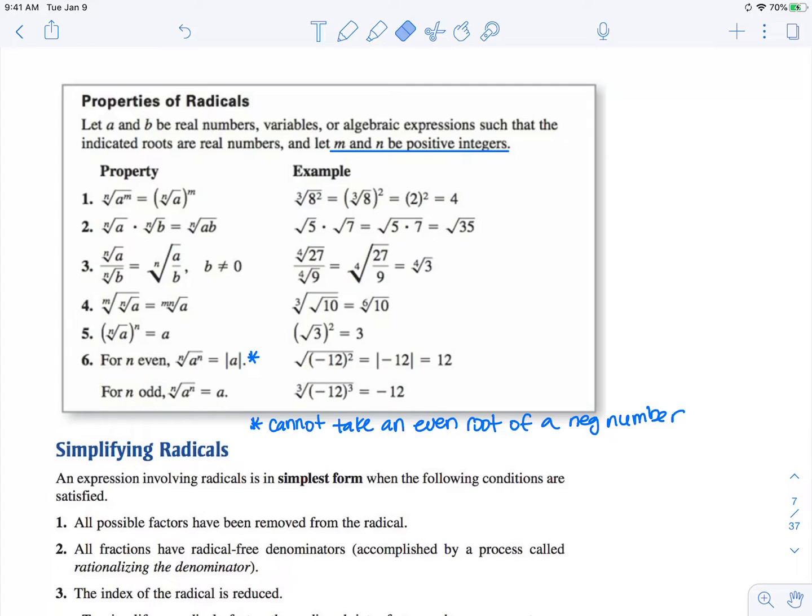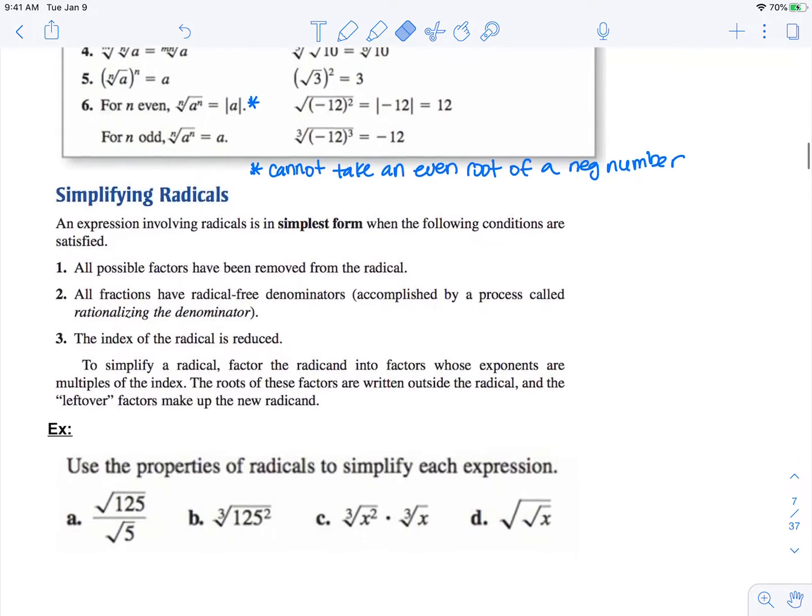Look over this table to make sure you're familiar with properties of radicals, where m and n are positive integers. So note, for number 6, if we're simplifying the nth root when n is even, we always look at the absolute value. And keep in mind, because when we're simplifying, we can't take the even root of a negative number. In this section, we don't really want to focus on imaginary numbers.